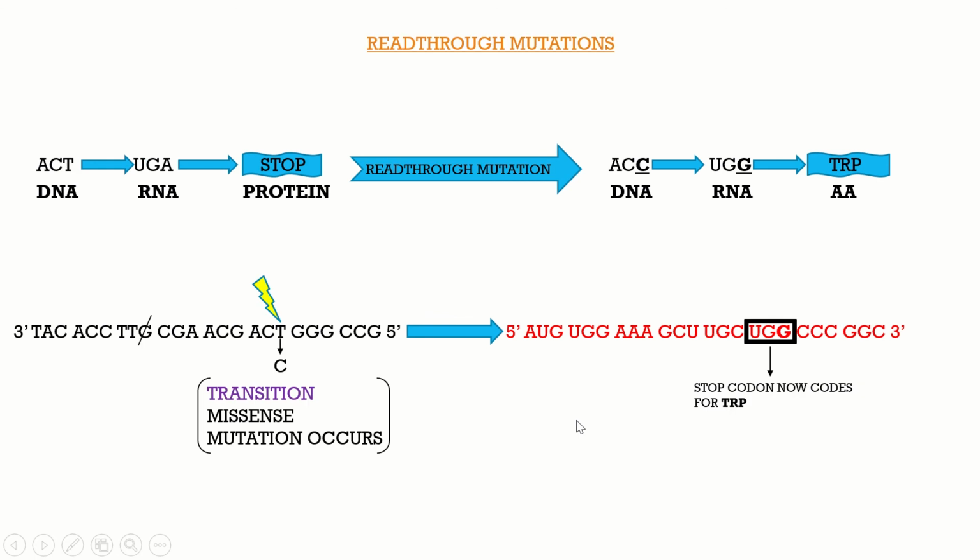And finally, we have read-through mutations. Read-through mutations are where a stop codon changes to a codon that codes for an amino acid. So in this example, we have the T, which changes to a C, which is a transition missense mutation, because we're going from a thymine to a cytosine. And this change right here in our mRNA causes UGG, which originally would code for a stop codon. Now it codes for TRP.